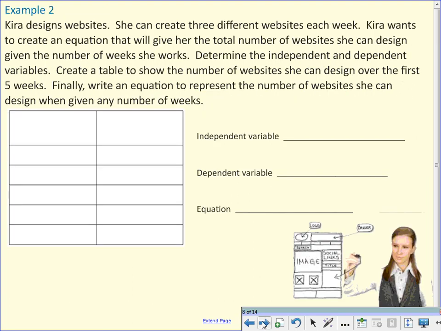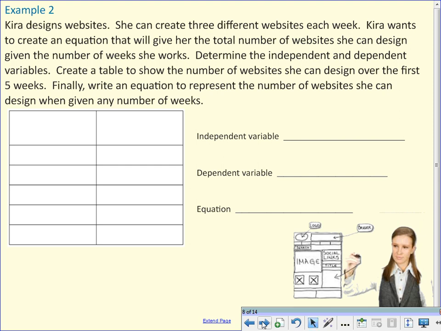Kira designs websites. She can create 3 different websites each week. Kira wants to create an equation that will give her the total number of websites she can design given the number of weeks that she works. Determine the independent and dependent variables. Create a table to show the number of websites she can design over the first 5 weeks. Finally, write an equation to represent the number of websites she can design in any given number of weeks.